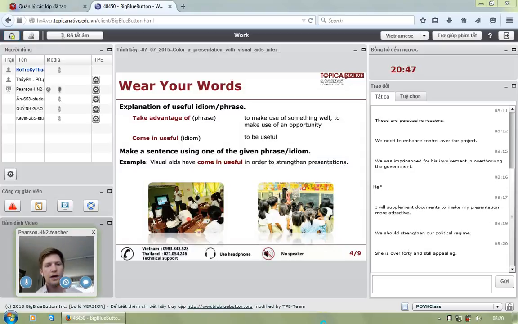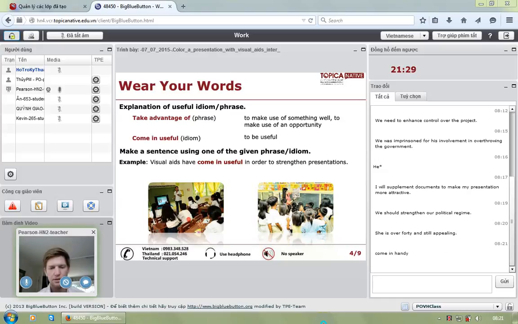Now we're going to look at 2 idioms. Take advantage of and come in useful. So take advantage of means to make use of something well, to make use of an opportunity. Okay, so let's see, the examples, and come in useful means to be useful. Okay, and another way you can say come in useful is come in handy. Okay, come in handy. That's more common where I'm from, to say it comes in handy.